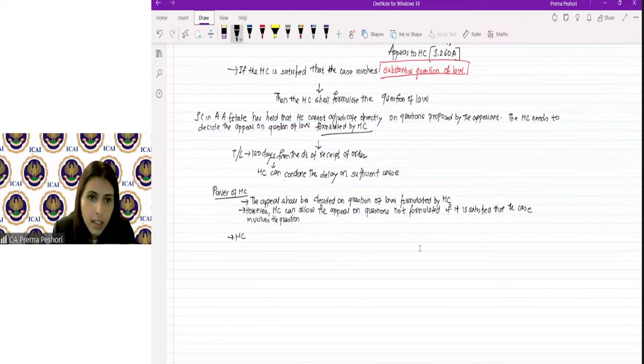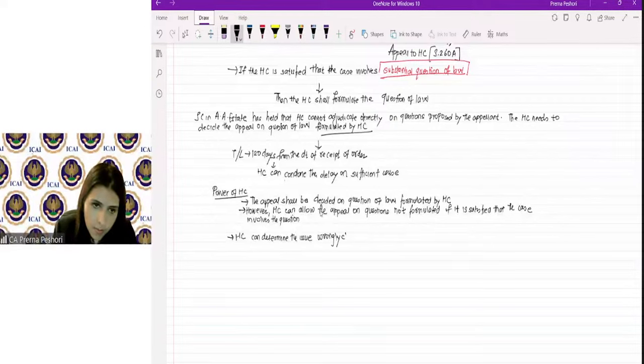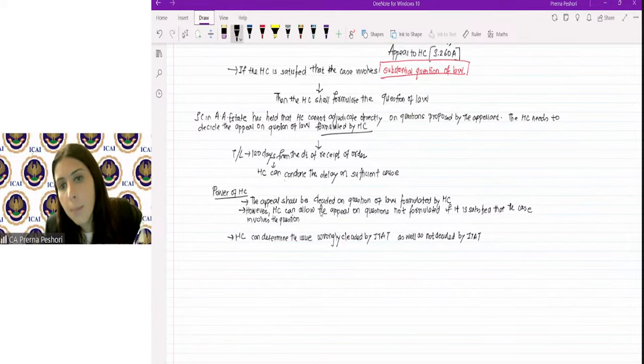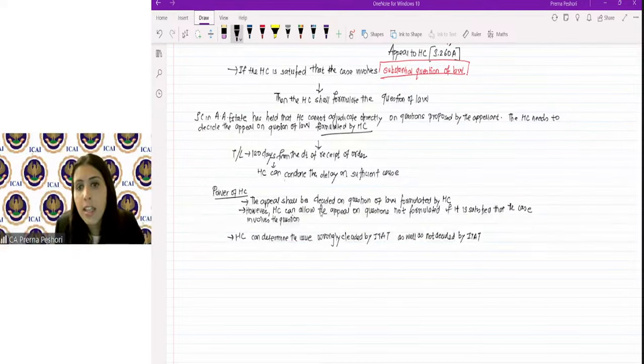The High Court can determine an issue wrongly decided by the ITAT as well as not decided by the ITAT. And after hearing the appeal, the High Court shall decide the question of law and provide the grounds on which the decision is founded.